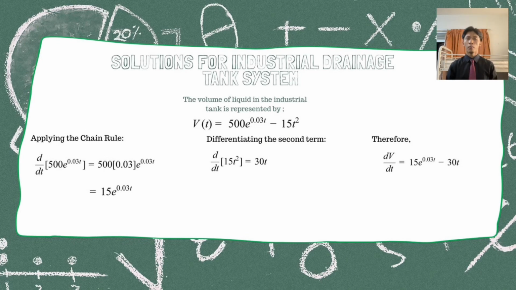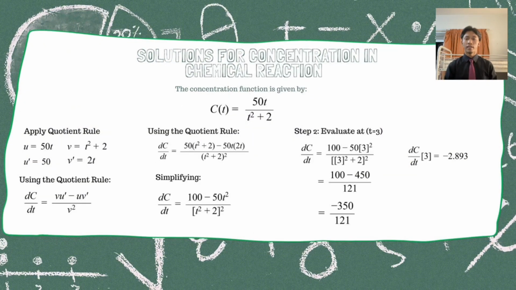Therefore, by combining both results, the derivative of the volume function is dV over dt equal to 15 e power of 0.03t minus 30t. This equation represents the rate at which the liquid volume changes over time inside the industrial tank. Moving on to the second problem.